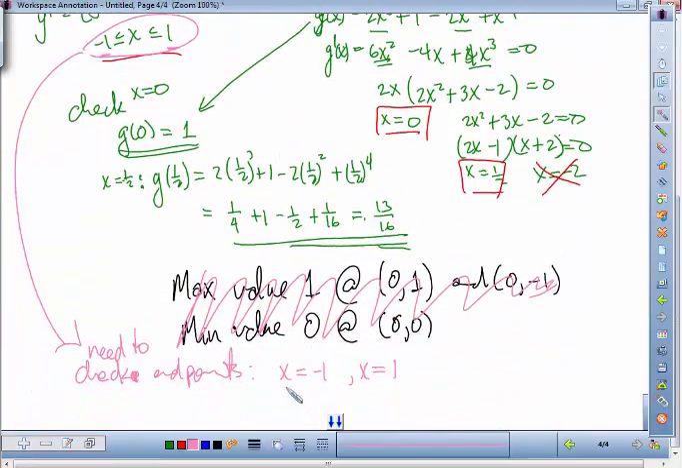So when x is equal to -1, y is equal to 0. When x is equal to +1, y is equal to 0. So we're going to check those 2 more points. Good thing we graphed it.